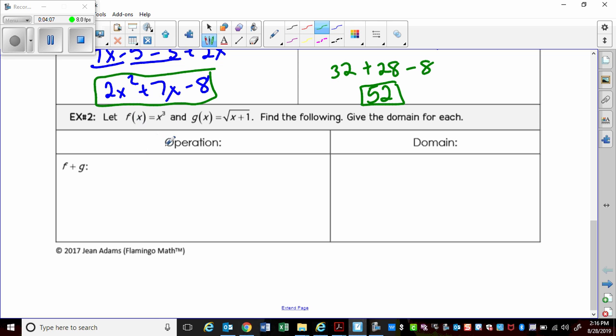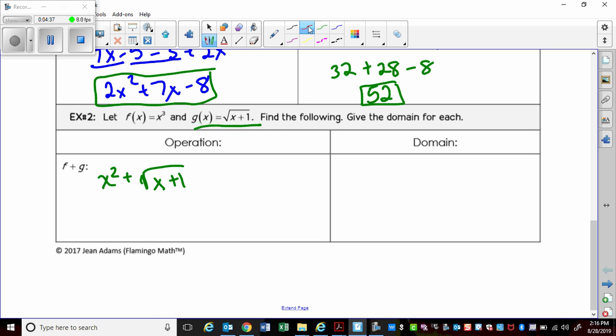Now, I'm going to go over this one with you. This one says, let f of x equal x cubed and g of x equal the square root of x plus 1. Find the following given the domain of each. So first we're just going to do the actual operation. f plus g, or f of x plus g of x, is x cubed plus the square root of x plus 1. Now, there's nothing really I can do other than this.